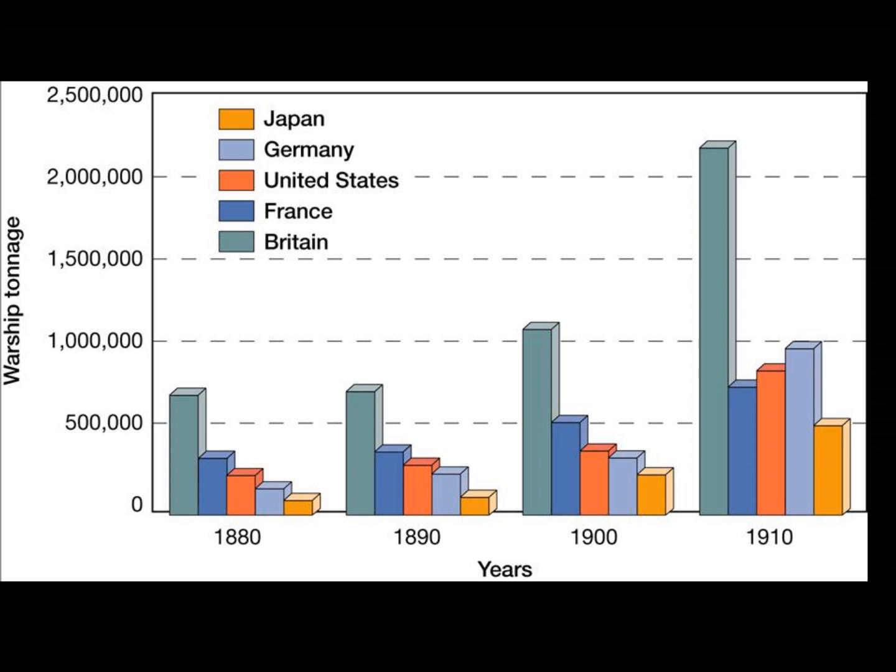While this was significant, the size of the British Navy and its overall advantage also needs to be noted. Throughout the period, the British Navy was the largest, but its lead actually increased under the pressure of the Anglo-German naval race. Even in 1910, the British Navy was over twice as large as the German.